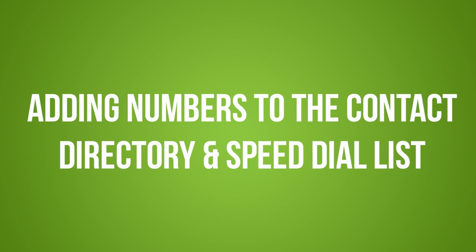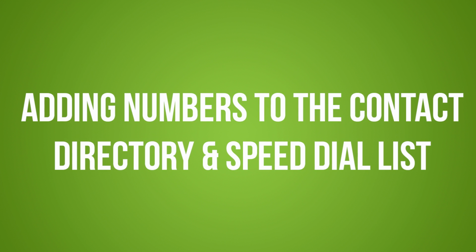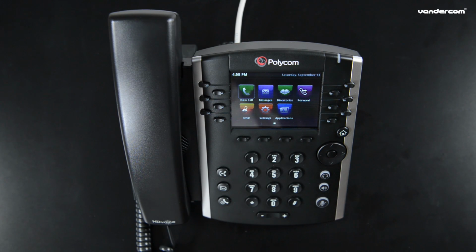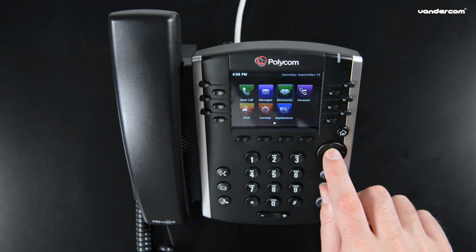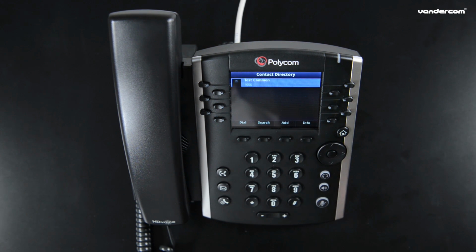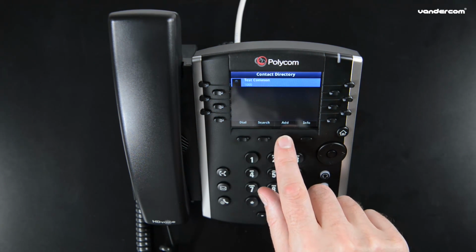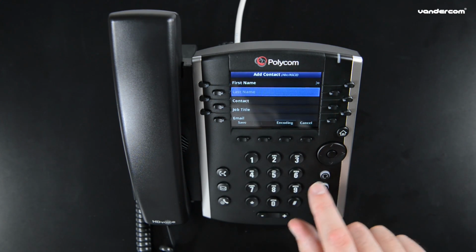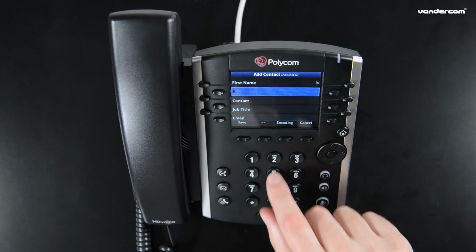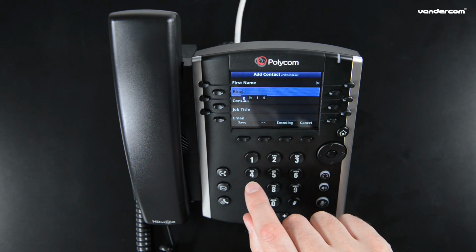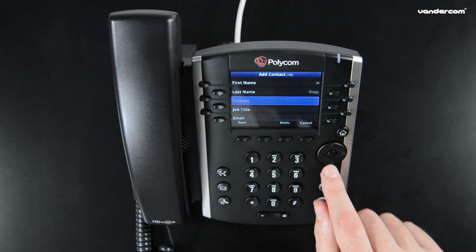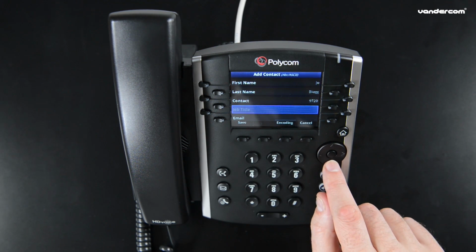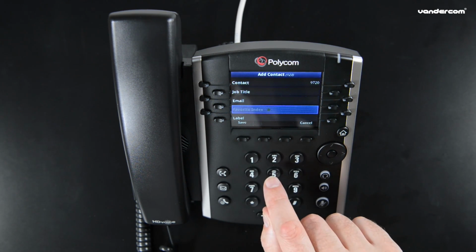Adding numbers to the contact directory and speed dial list. Press the Home button, select Directories and Contact Directory. Press Add. Enter a first name. Move down to last name. Contact is where you enter the person's number. Other fields can also be filled as required.